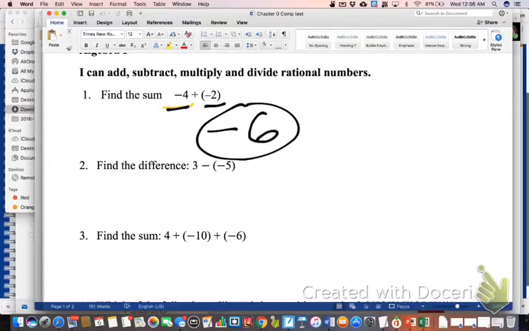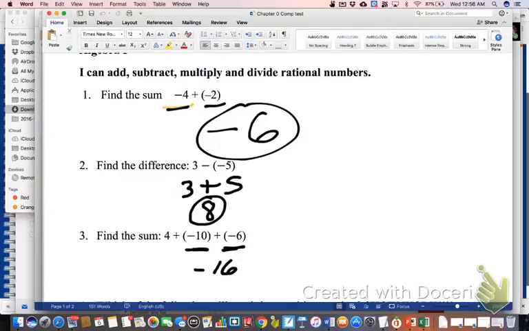For number 2, notice here that I'm subtracting a negative number. So when you take away a negative, you are really turning that into a positive. So if I rewrite that, it becomes 3 plus 5, which means that my final answer is going to be 8.